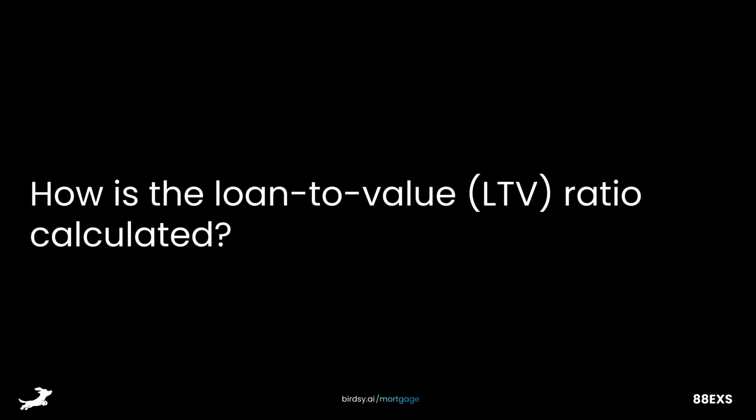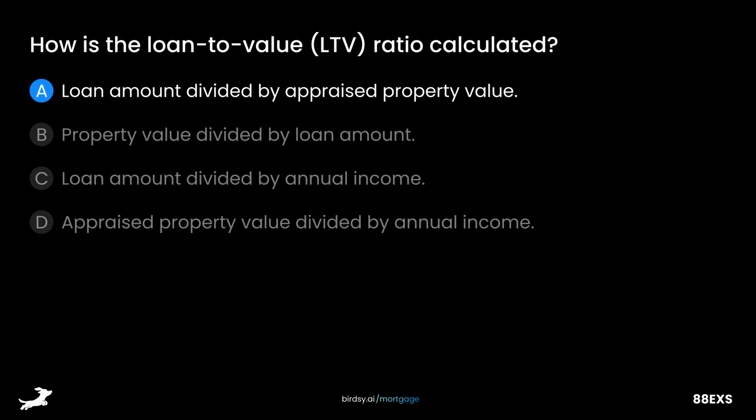How is the loan-to-value ratio calculated? Is it A, loan amount divided by appraised property value? B, property value divided by loan amount? C, loan amount divided by annual income? Or D, appraised property value divided by annual income?